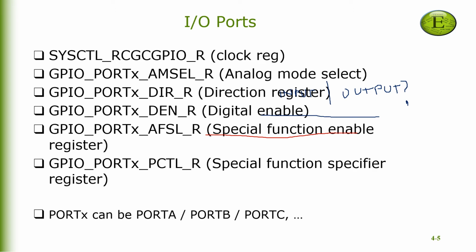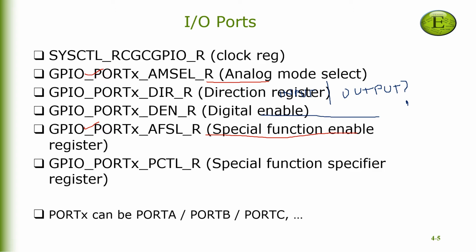Now note that if we disable the bits in the analog mode select register, that does not automatically mean that the corresponding pins are to be used for the digital input output operation. So you have to separately set this digital enable register, and you have to separately set the analog mode select register. Those registers need to be written separately.